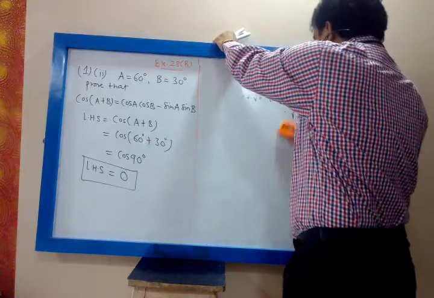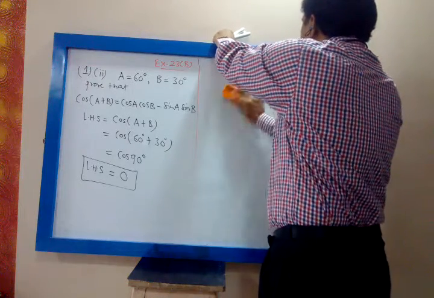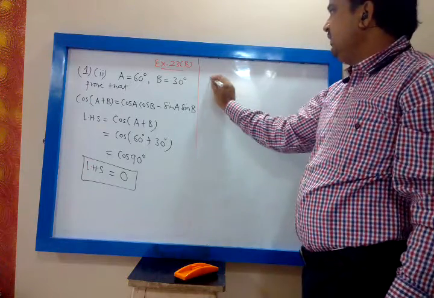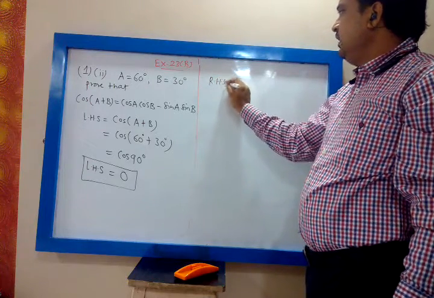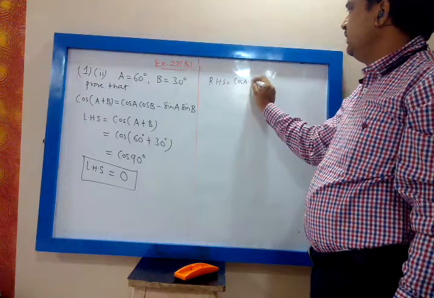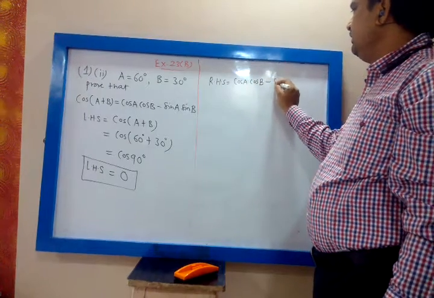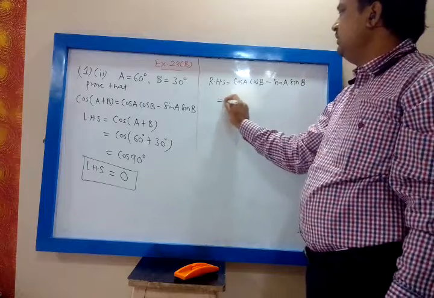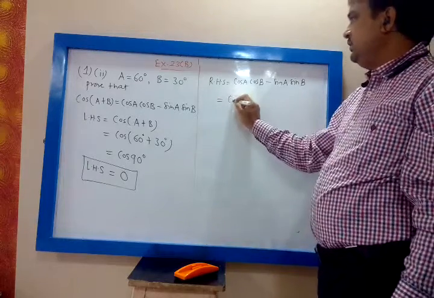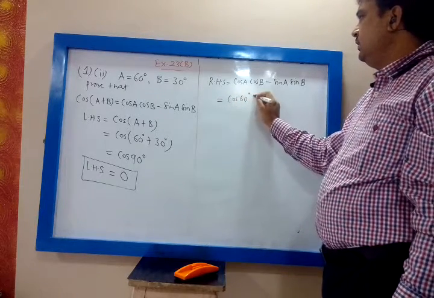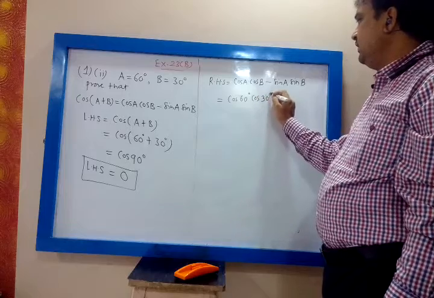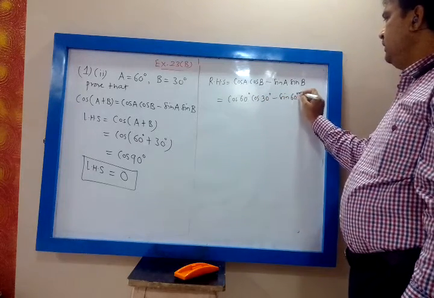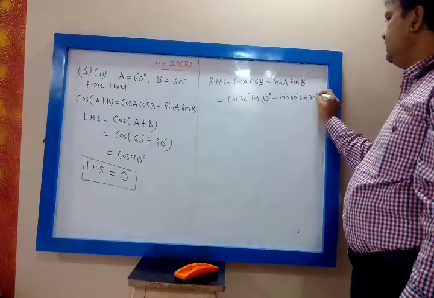Now find the right hand side, RHS. RHS is cos A cos B minus sin A sin B. So cos A is cos 60 degrees, times cos 30 degrees, minus sin 60 degrees times sin 30 degrees. Let us simplify.